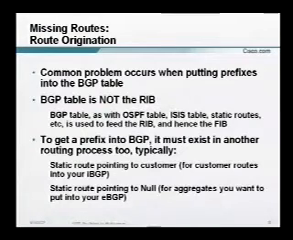First one, originating a route. Common problem occurs when putting prefixes into the BGP table. Now, routers will run different routing processes on them. BGP is just one of them. Right? You've got OSPF or ISIS, static routes, and all the rest. All these are used to feed the routing table, or RIB. And then the routing table is used to build the forwarding table, or the FIB. Okay?